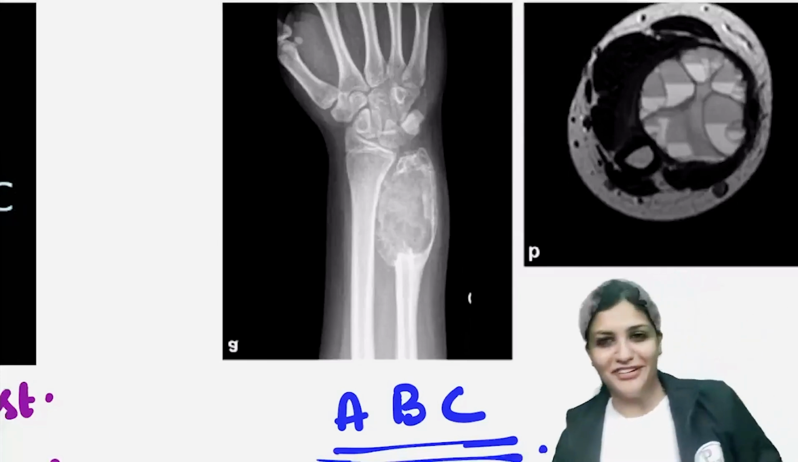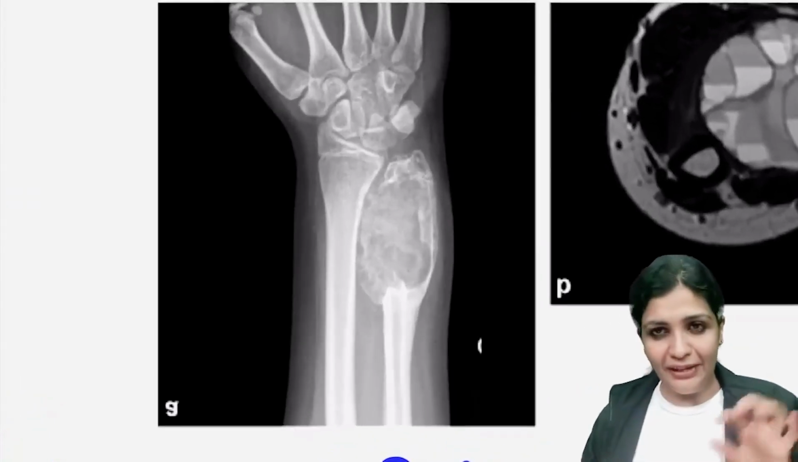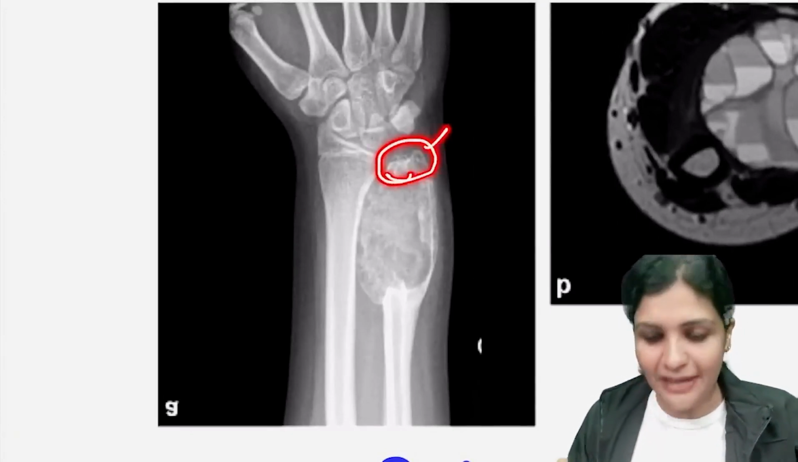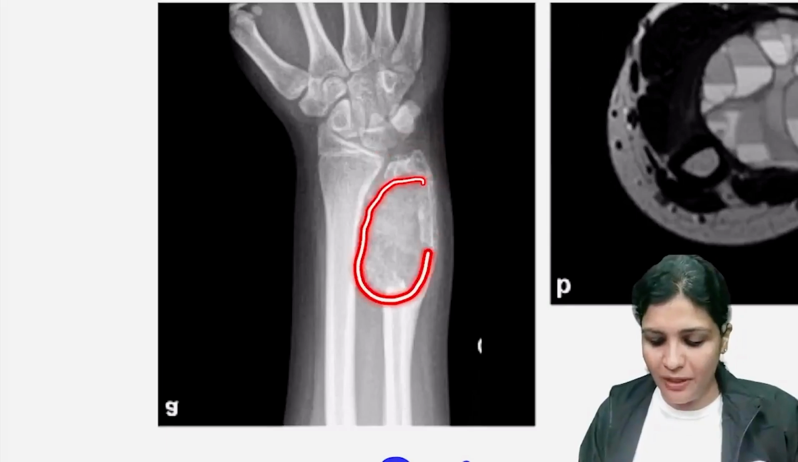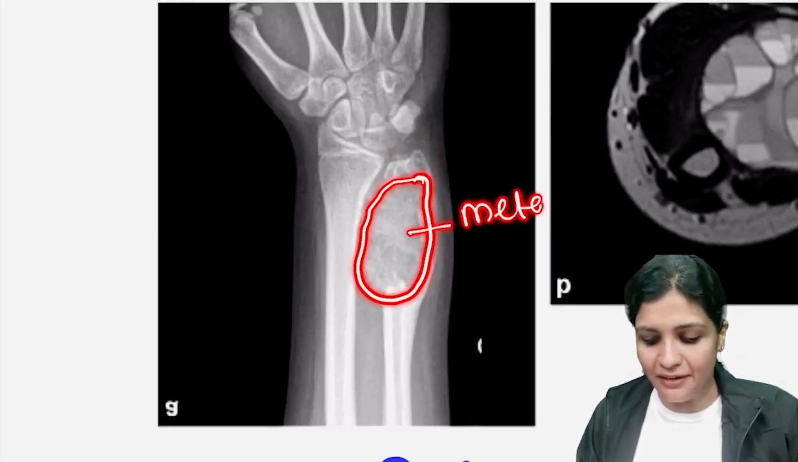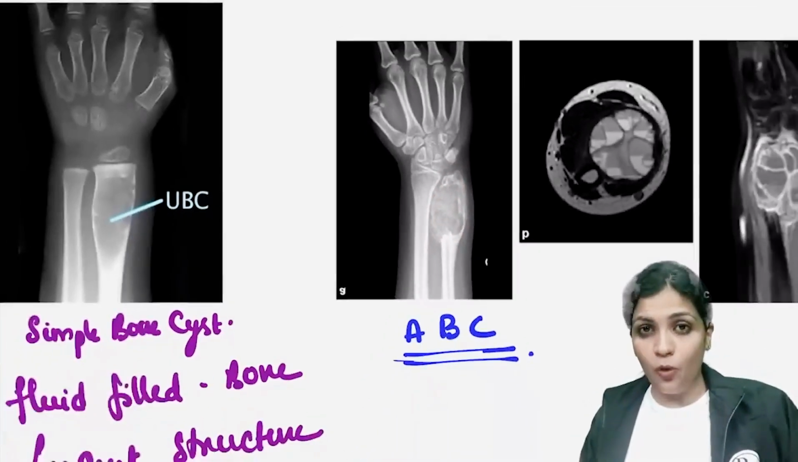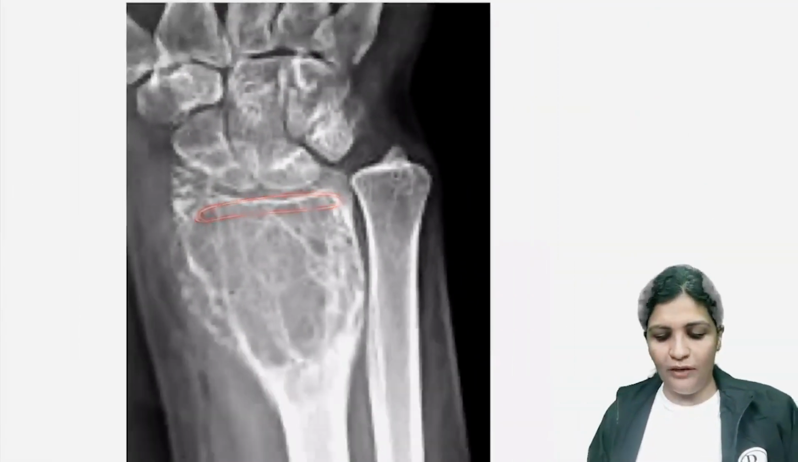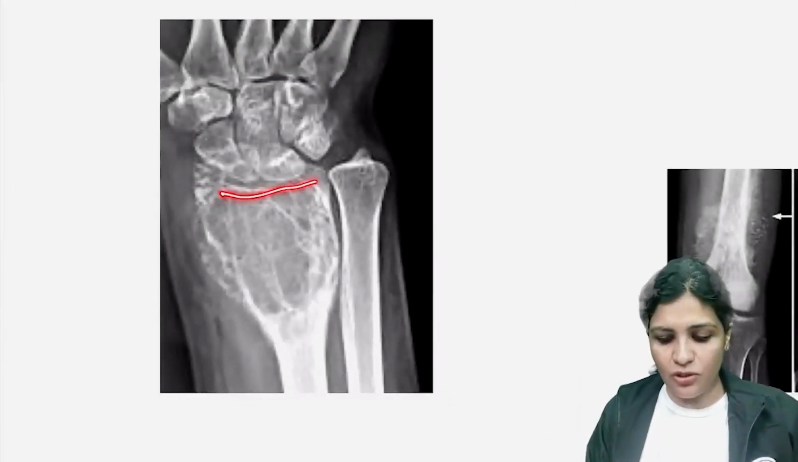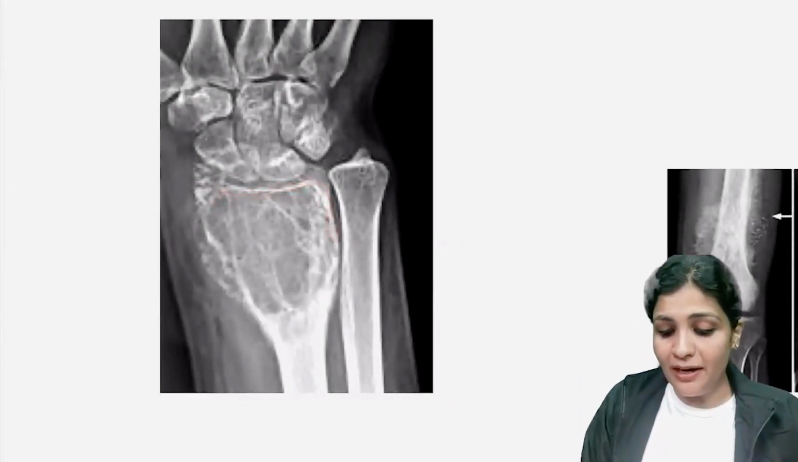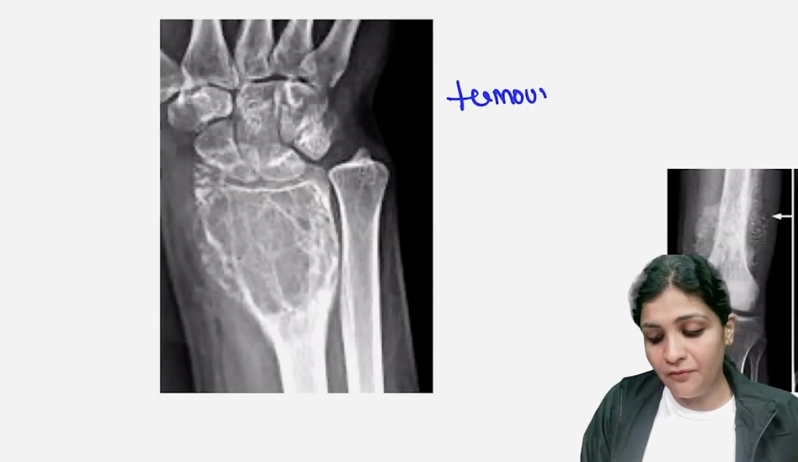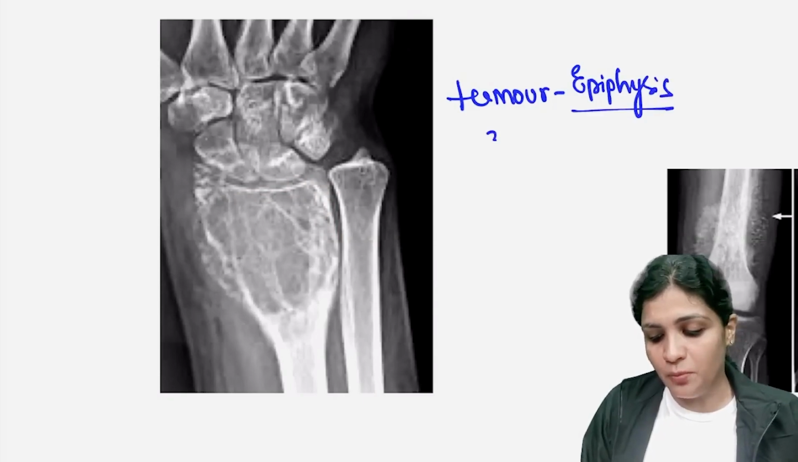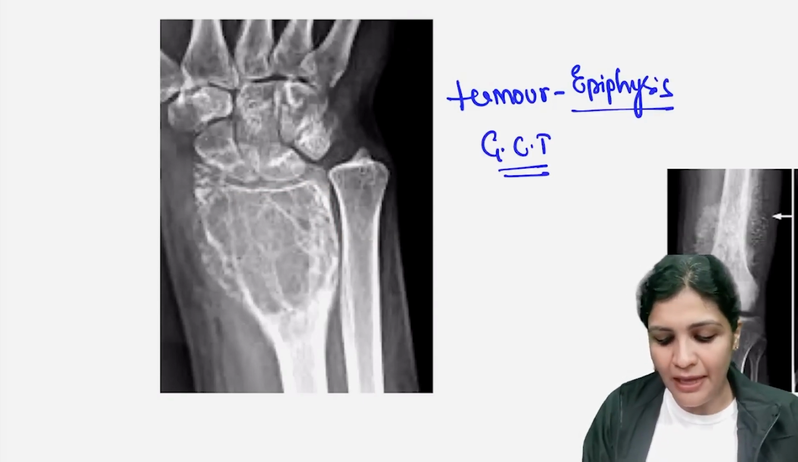Now I will tell you how to differentiate. Whenever you want to say it is a GCT, the epiphysis is the key. Here in the epiphysis you see there is nothing. The tumor is mainly in the metaphyseal region. Let's go back to GCT. Here you see the epiphysis is involved. The epiphyseal region is also involved. So whenever the tumor is from the epiphysis, please remember, it is a giant cell tumor.